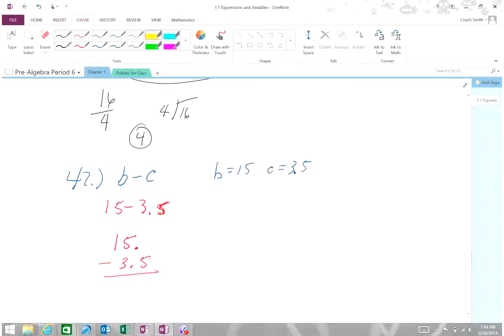Remember when you're adding and subtracting, those decimals have to be lined up. So now I just add a 0 right here, and I subtract. Well, when I subtract, 0 minus 5 I can't do, so that makes that a 4, make that a 10, make that a 5, bring down my decimal. 4 minus 3 is 1, so I have 11.5. So my answer to 15 minus 3.5 is 11.5.